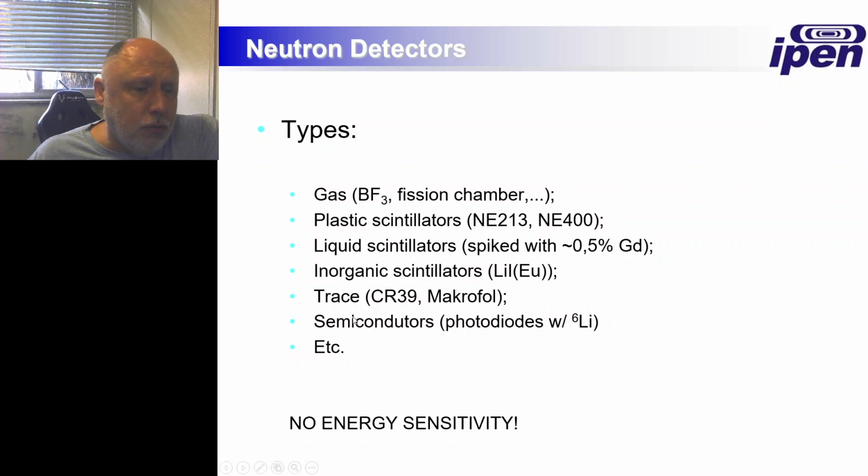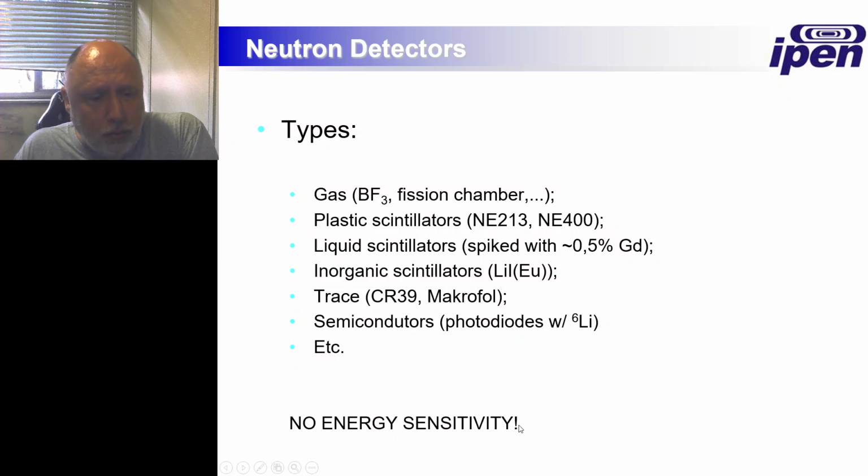We can use track detectors, once again either using boron to produce alpha particles, or the recoil protons for fast neutrons. Semiconductors, you have photodiodes where you spike them with lithium-6, and then you have sensitivity, and so on. Every kind of detector can be adapted for neutrons if you place some kind of material that will interact with the neutrons, producing a charged particle.